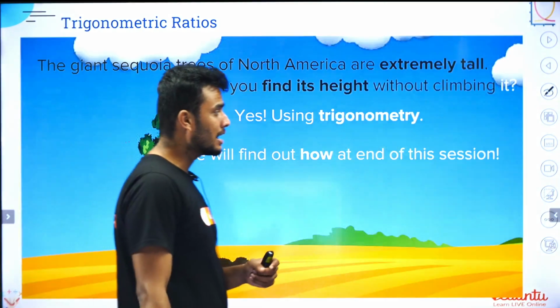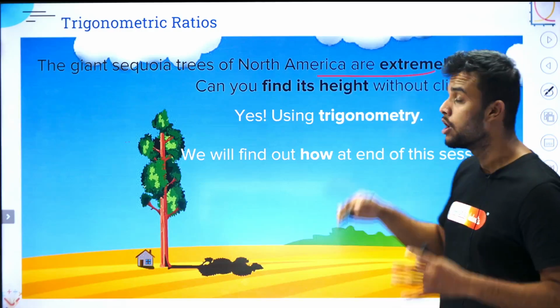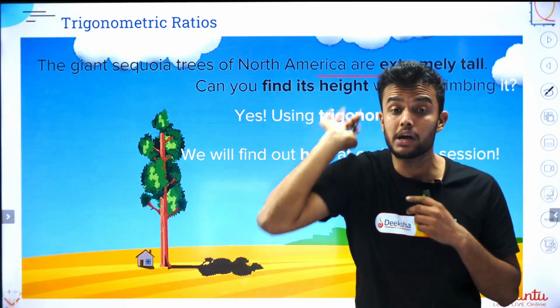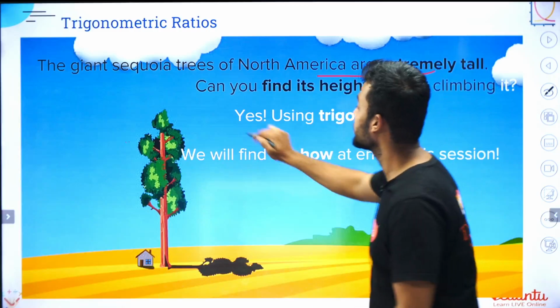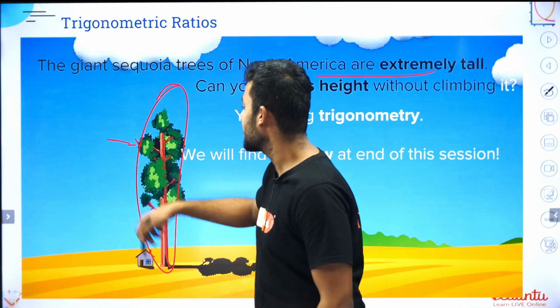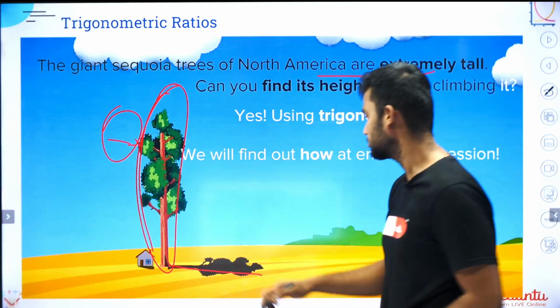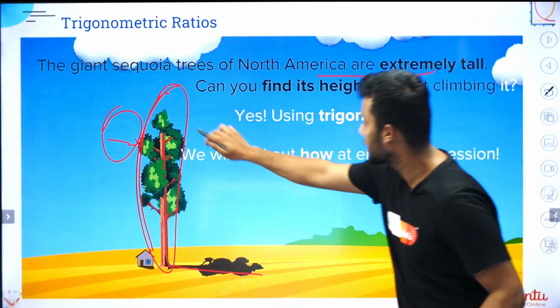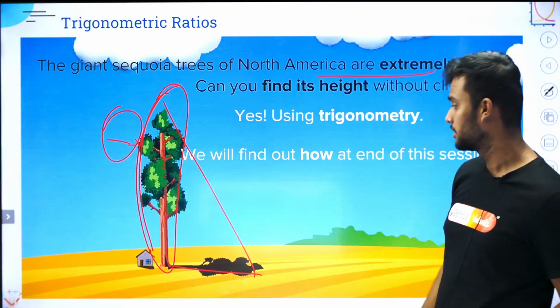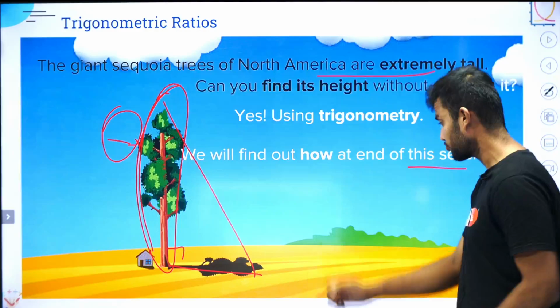Okay, let's look at an interesting puzzle. Here, see students. In North America, we already know the trees are extremely tall. We cannot find the height directly. By using trigonometry, we can easily find out the height. If the sun falls on the tree, this happens, and then we can easily build a triangle. This is a right angle, right students? By using trigonometry, we can easily find out.